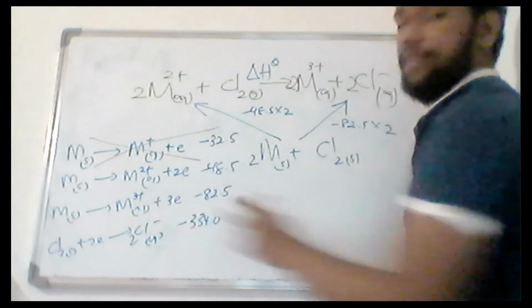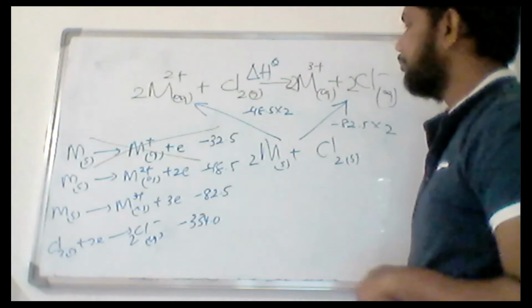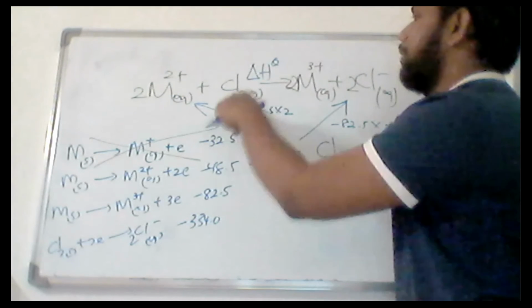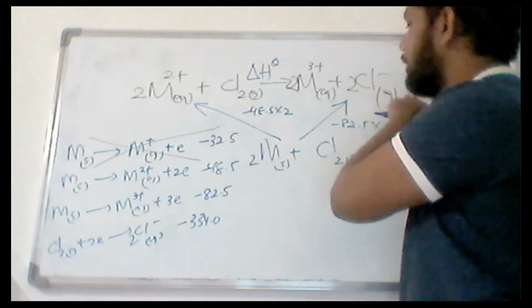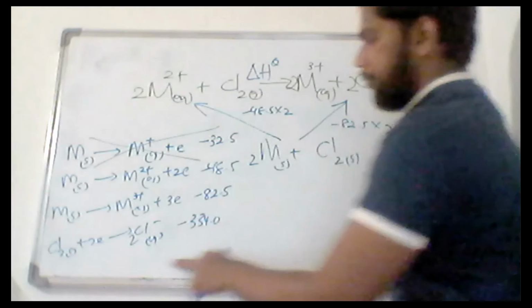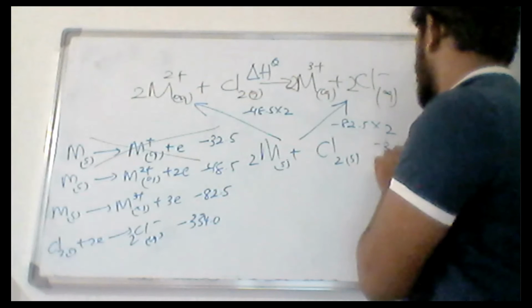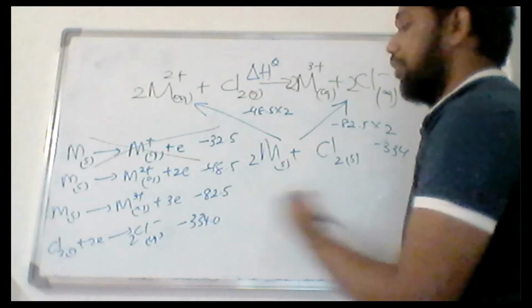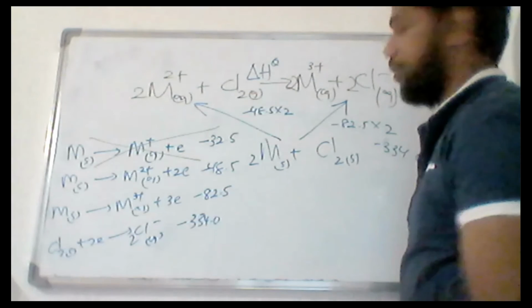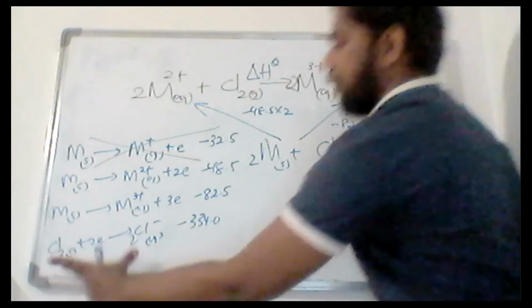Because here it is only given for 1 element. And Cl to Cl is 0. Cl to Cl minus, what is the value? Minus 334. Here I don't need to multiply it by 2 because here Cl2 to Cl minus is what they have given.